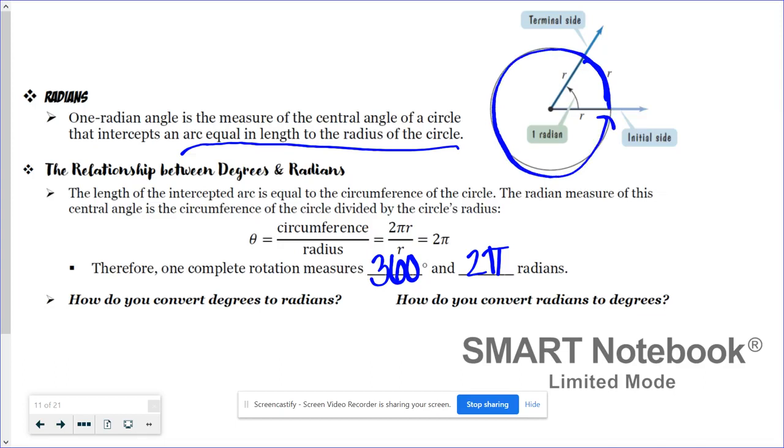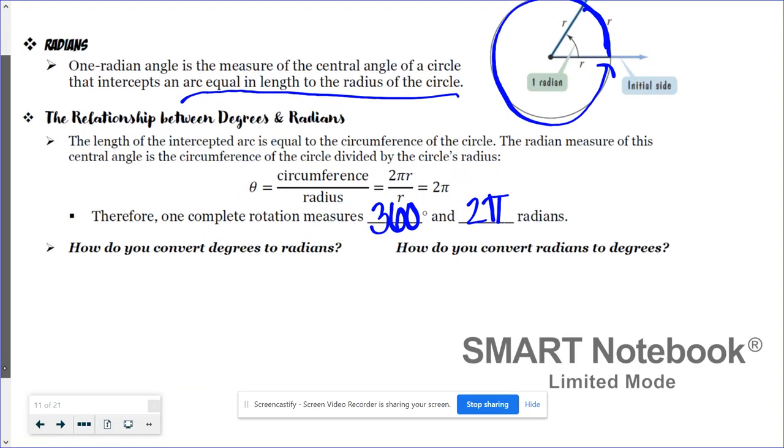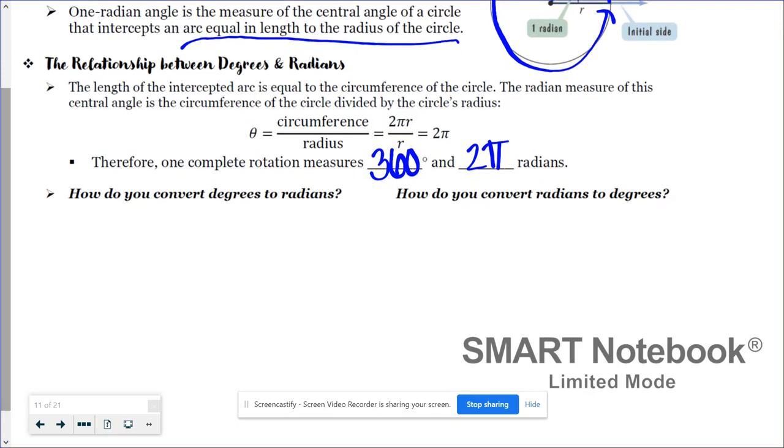So we can use this in order to convert degrees into radians and radians into degrees. I can use this conversion factor that 360 degrees is equal to 2 pi radians. I can also make it a little bit simpler: that means 180 degrees would be equal to pi radians. And this is the conversion factor that we're using here. 180 degrees is equal to pi radians.